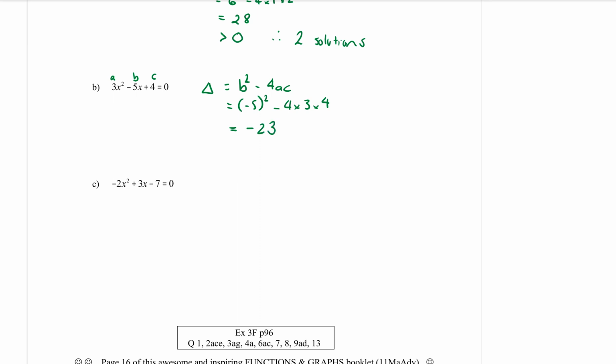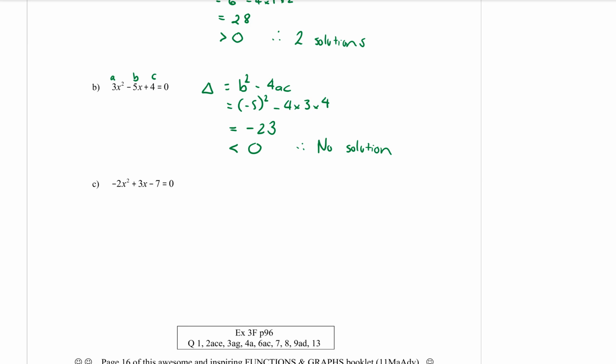So the size of the number is not the key thing here. The main thing we need to get from that is that we got a negative. We got a result that was less than 0. If we have a negative result there, what does that mean for my number of solutions? None. So therefore, no solutions. You would not be able to factorize, complete the square, or use the quadratic formula. There are just no solutions to that quadratic. Which means that would be a parabola that never actually touches the x-axis. It would be all above or all below.